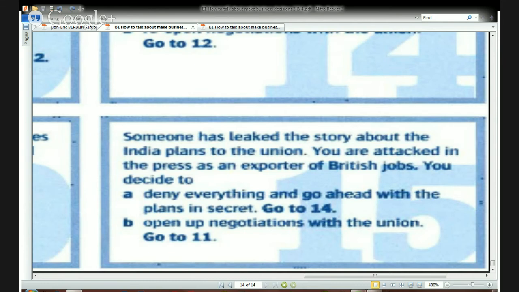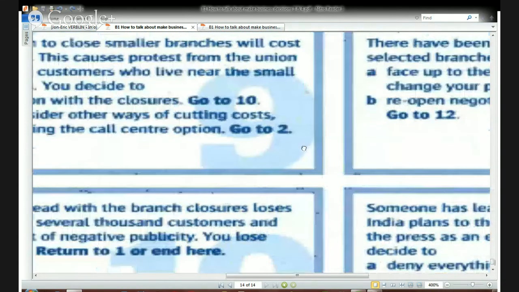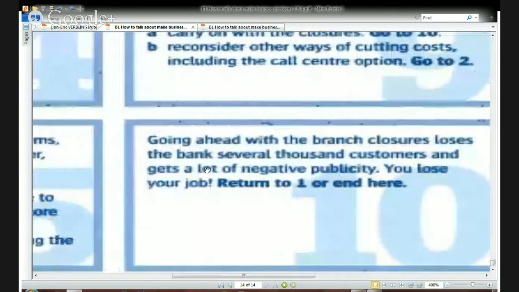So now our secret has been revealed. Someone has leaked our confidential information. Now we have to see the result of our decision seriously, and we have to open up negotiation with the union. It is just one selection.